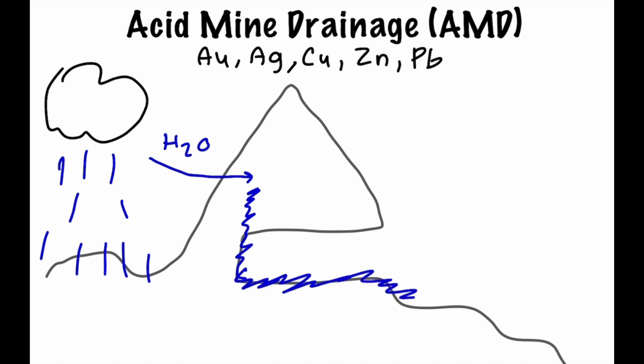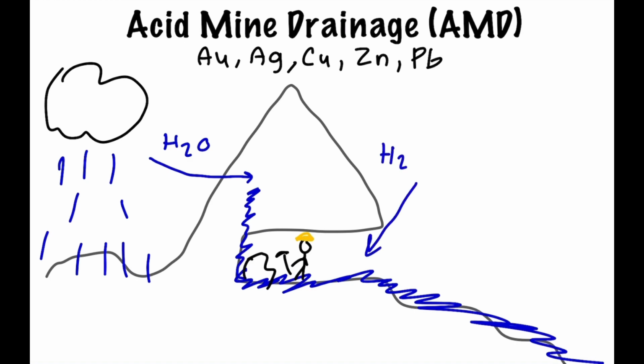Mining practices expose these sulfide minerals to air and water, generating various biological acids. Excess water can create acids with a pH lower than 2, and when met with a toxic metal mixture, they create acid mine drainage, or AMD for short.